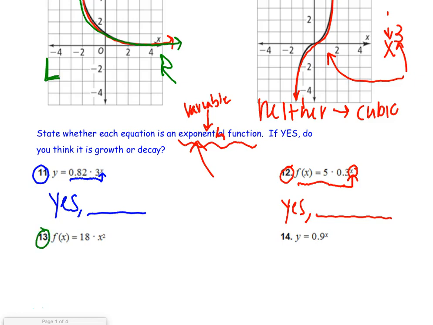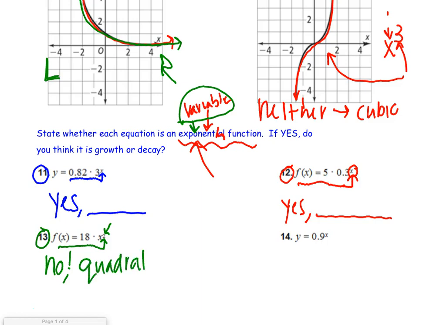13, f of x equals 18 times x to the power of 2. Is this tricky? It's kind of tricky. But think, is my variable in the exponent? No, a 2 is there. So this would be no. This would actually be quadratic if you want to label it. It's a quadratic. It would actually be a U-shaped graph.